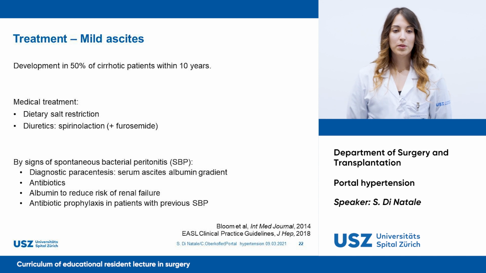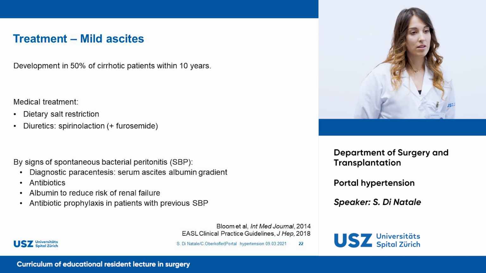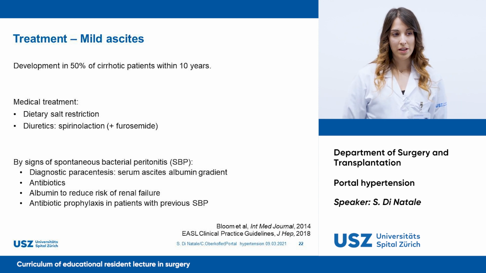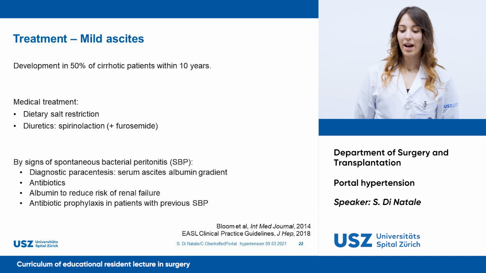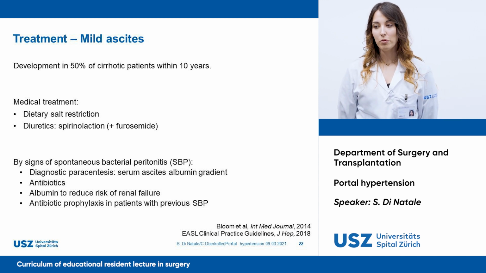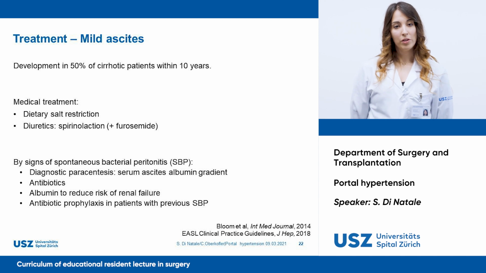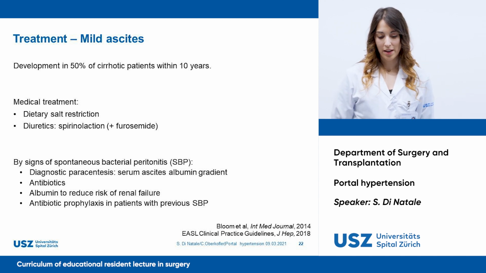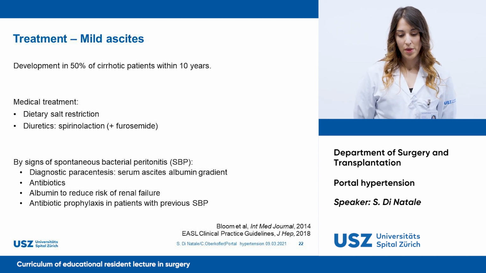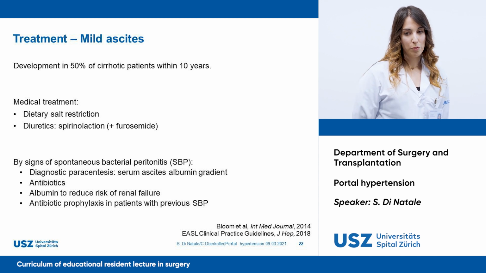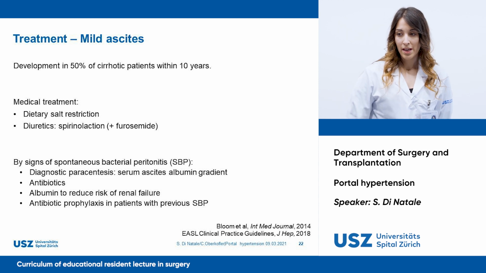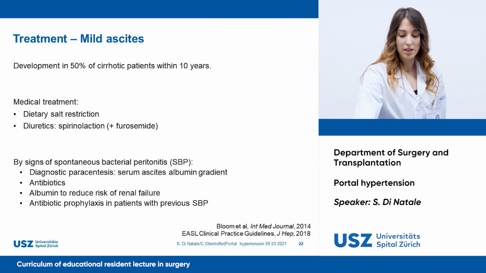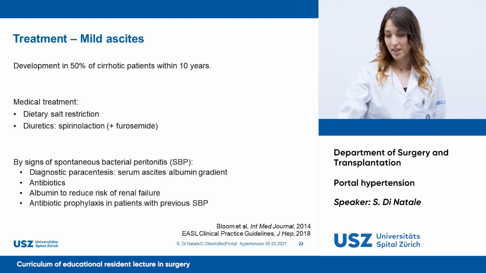With signs of spontaneous bacterial peritonitis, such as hepatic encephalopathy, sudden onset of abdominal pain and fever, a diagnostic paracentesis is recommended, with a high serum ascites albumin gradient as well as a high polynuclear cell count confirming the diagnosis. An antibiotic therapy should be initiated and albumin administered to reduce the risk of renal failure. In case of previous SBP, an antibiotic prophylaxis is indicated.